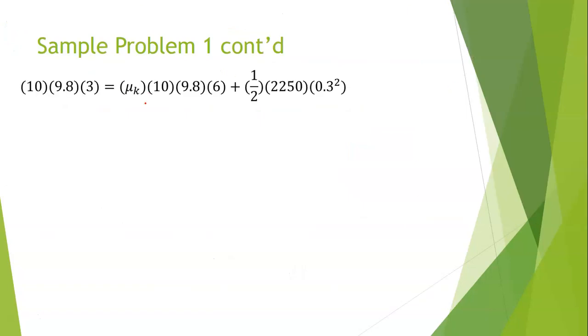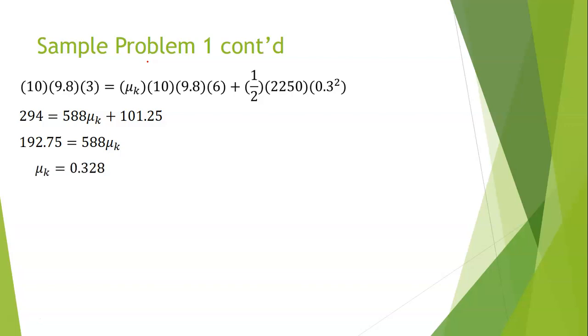So at this point, with mu k being our missing variable, we can just solve for that. 294 equals 588 mu k plus 101.25. Subtract 101.25 from both sides. Then divide both sides by 588. And we get the coefficient is equal to 0.328. So that is one example of how you account for friction.